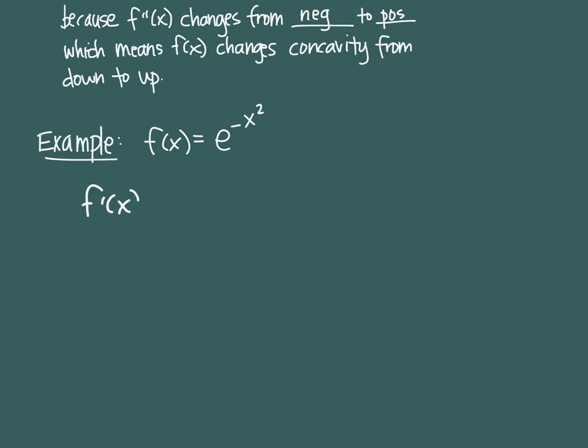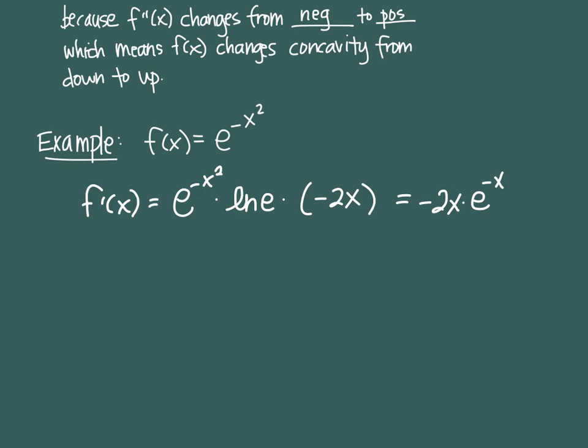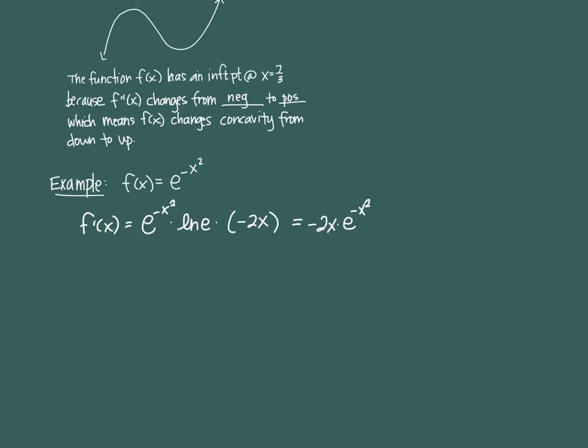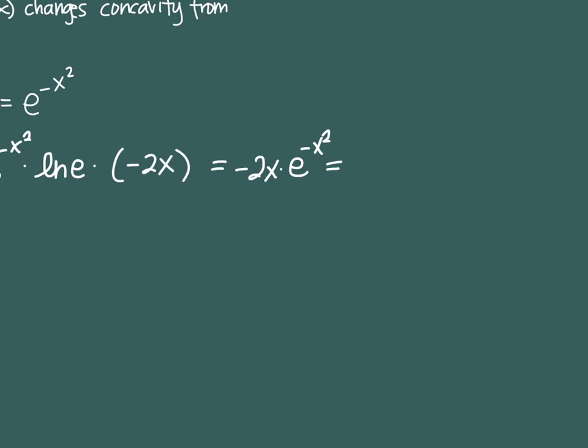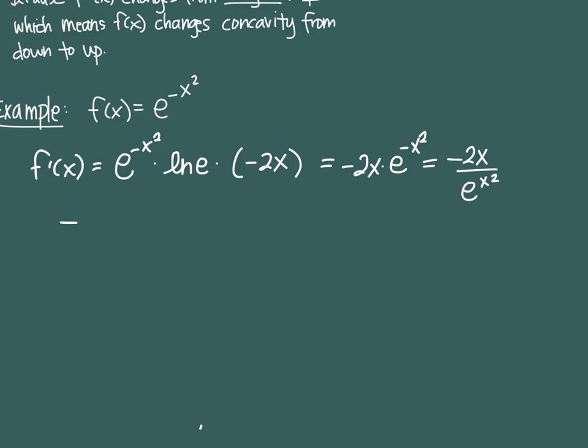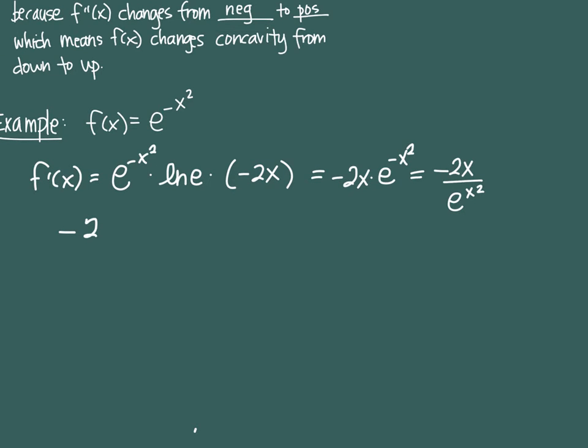So f prime, we're going to do the first derivative, so that's e to the negative x squared, times the natural log of e, times the chain rule, which is negative 2x. So to clean that up, that would be negative 2x times e to the negative x squared. And I would probably write that with not a negative exponent. So I'd have negative 2x over e to the positive x squared. So I'm going to take that and set it equal to both 0 and undefined.